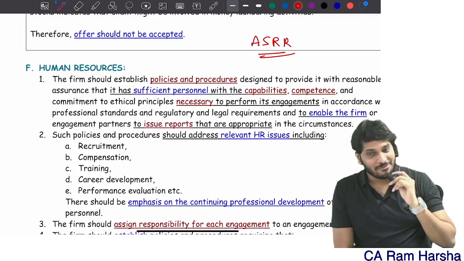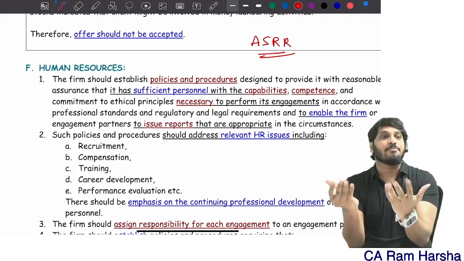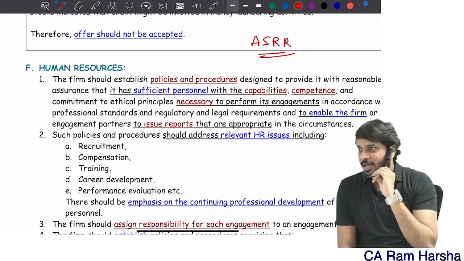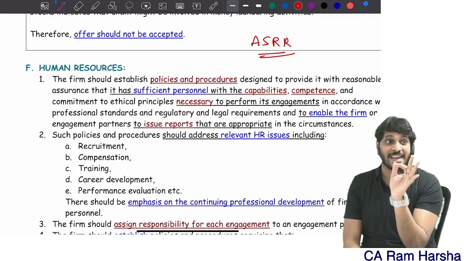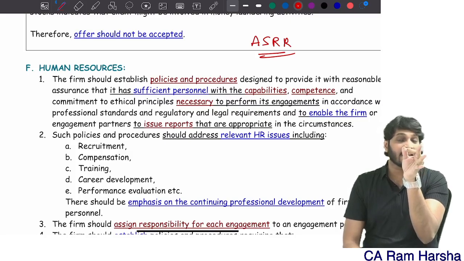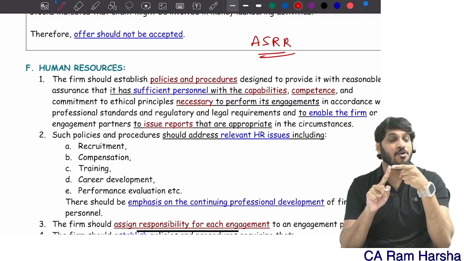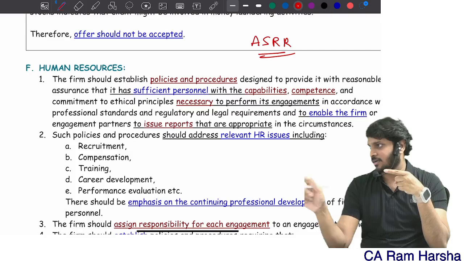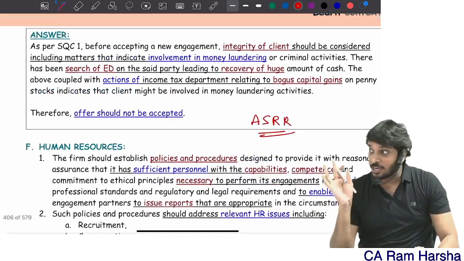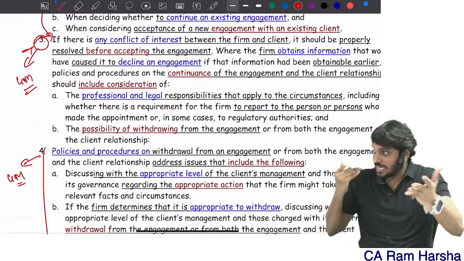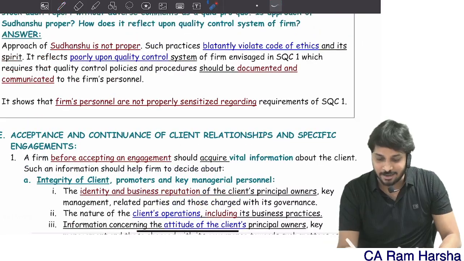Okay, fine. So right now what I did is I analyzed it for you. Now I'll summarize. You see how I will summarize. Acceptance and continuation of client relationship. Before a firm is accepting a client relationship, the firm should obtain information belonging to the client. What information? One, integrity of the principal owners and key management. What are they? Business identity, reputation. Better to see and read.